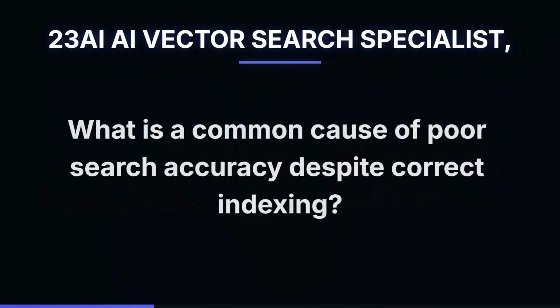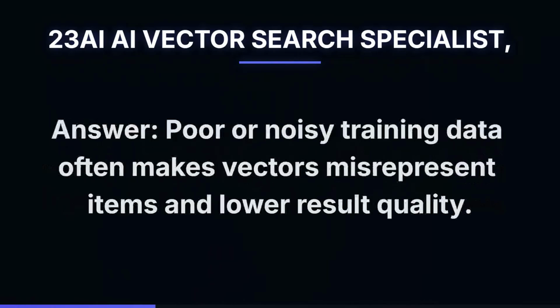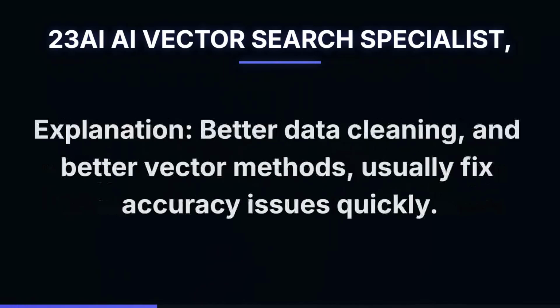14. What is a common cause of poor search accuracy despite correct indexing? Poor or noisy training data often makes vectors misrepresent items and lower result quality. Better data cleaning and better vector methods usually fix accuracy issues quickly.